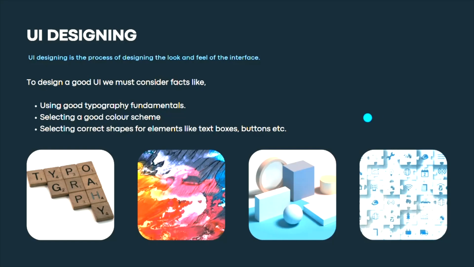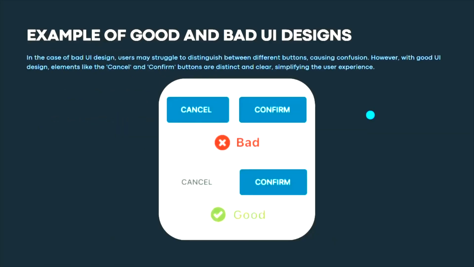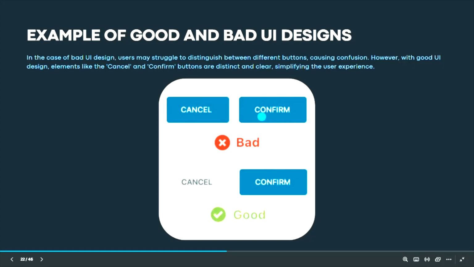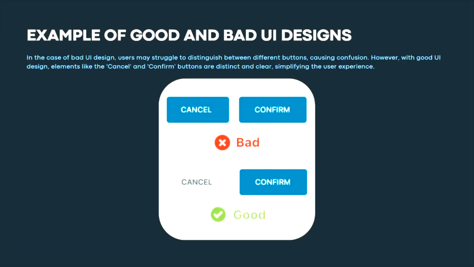So, to understand this concept better, let me give you an example. This is the example of good UI design, and this is the example of bad UI design. In the case of bad UI design, users may struggle to distinguish between the different buttons. And in the good UI design, with the confirm and the cancel buttons, the difference is quite clear. So this makes the user experience of the application better.